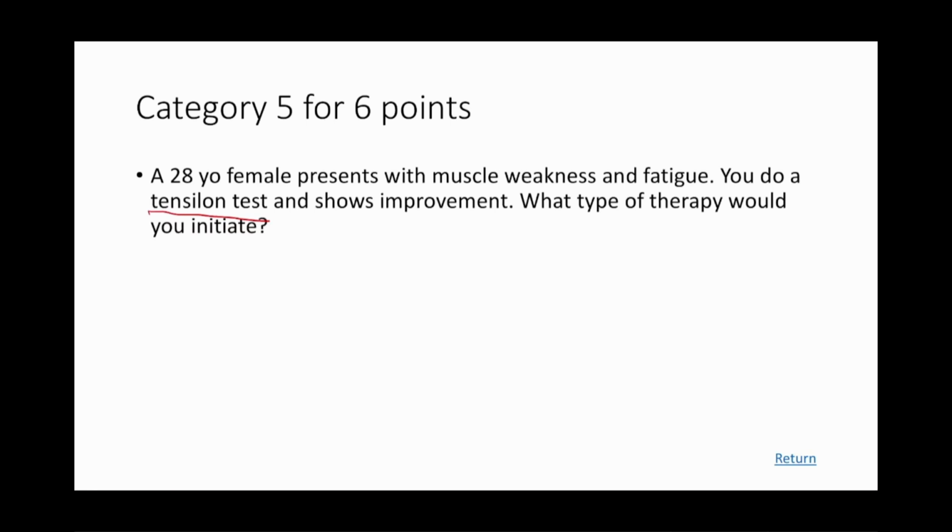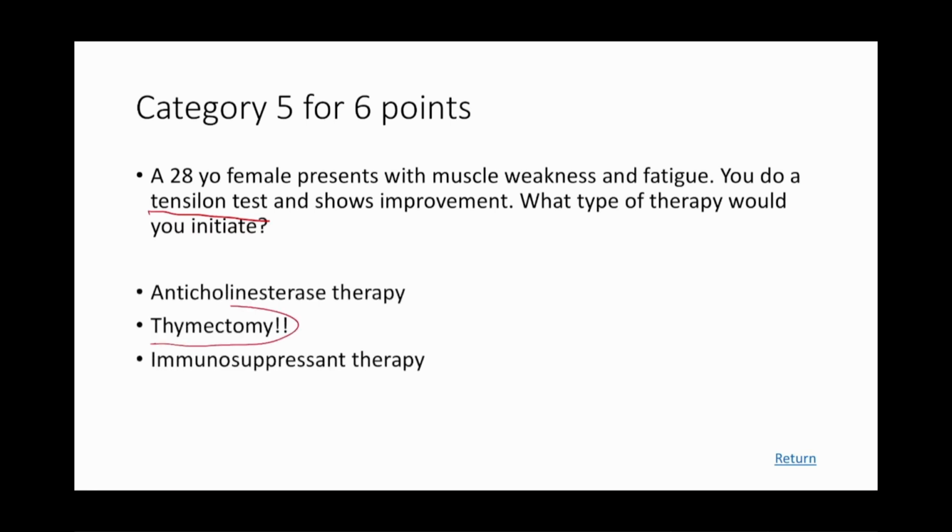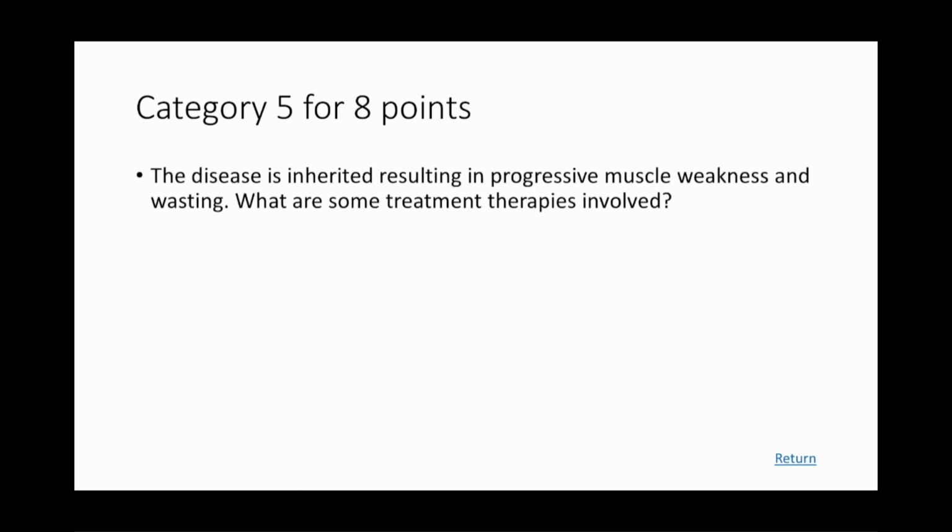So what kind of drugs do we give? Acetylcholinesterase inhibitors. And the big one, also don't forget about the thymectomy. All myasthenia gravis patients should have a thymectomy. Why? 10% will have cancer of the thymus gland. Just take it out. And then obviously immunosuppressant therapy if you need it.